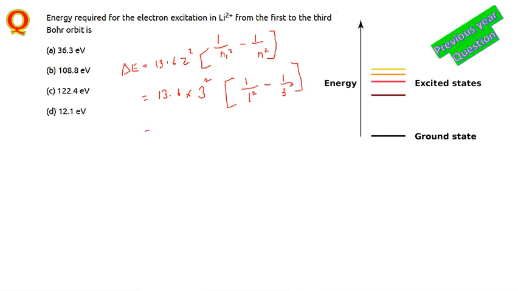Now substitute the value. Then from here 13.6 into 9 into, you just simplify this: 1 minus 1 by 9, that is 8 divided by 9. Now 9 and 9 will be cancelled here. 13.6 into 8 here is 108.8 electron volt in this case. The answer here is 108.8 electron volt.